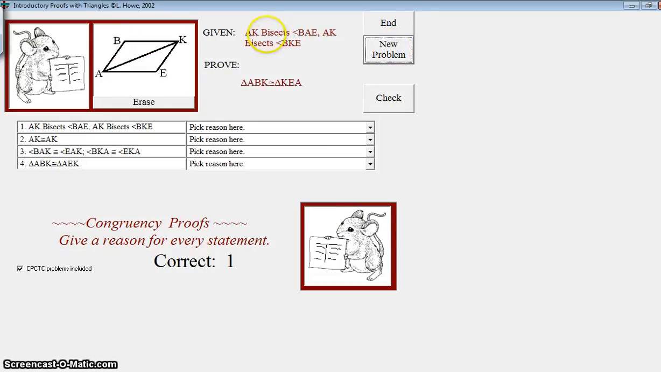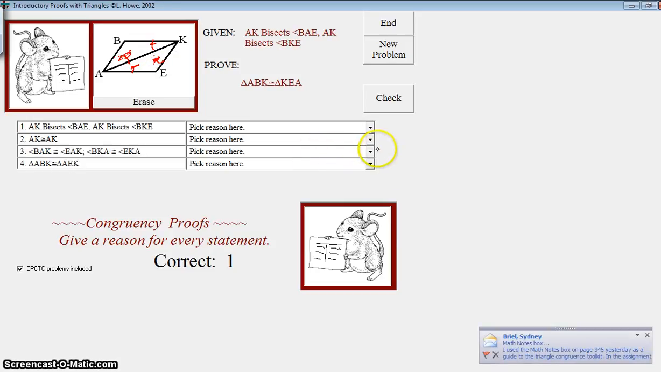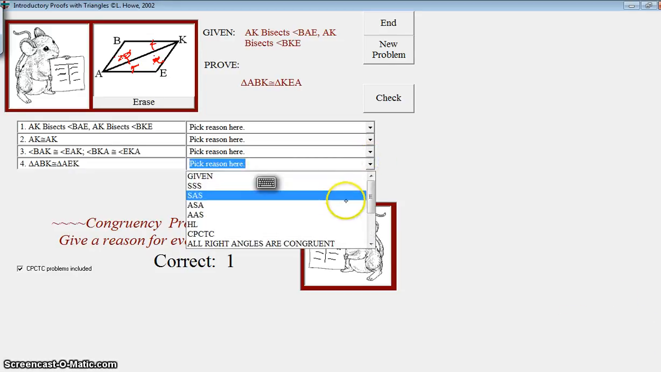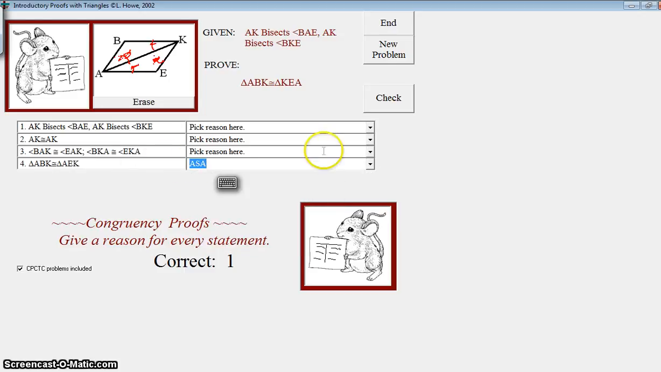You're going to go around and you're going to mark the givens. AK bisects angle BAE. So this guy is congruent to this guy, and it's going to be by definition of bisector. And AK bisects BKE. This is another angle side angle proof. So my triangles are congruent because of angle side angle congruence.